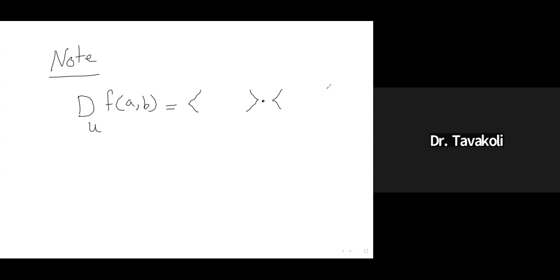You know that the dot product of two vectors is a number. The first vector has two coordinates. The first coordinate is the partial derivative with respect to x at the given point (a, b), and the second coordinate is the partial derivative with respect to y at the point (a, b). This vector is dot product with the other vector, vector u, with coordinates u1 and u2.